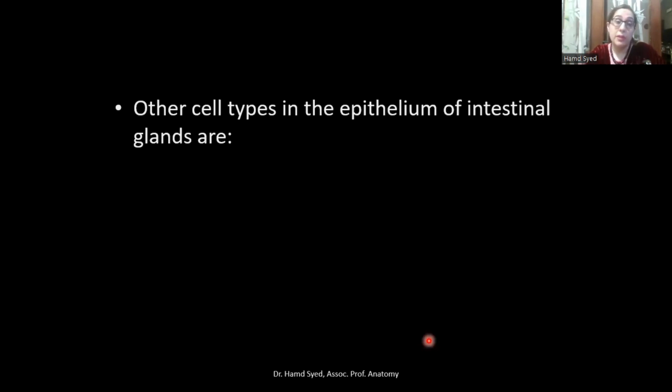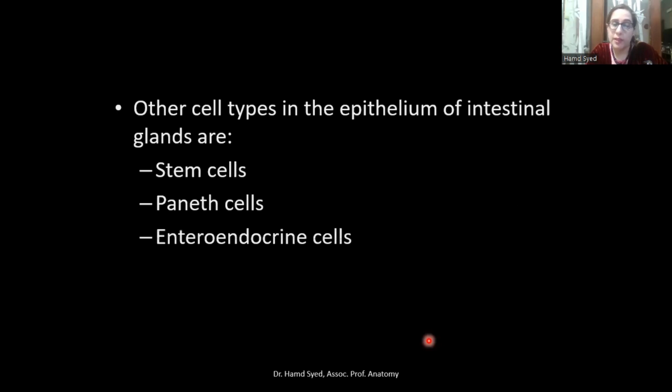Now, coming back to our basic histology, we talked about the enterocytes and the goblet cells, which were the cells present in the largest quantity or number within the lining epithelium. But remember, there are also certain other cell types within the epithelium of the intestinal glands. And these are stem cells, Paneth cells, enteroendocrine cells, and the microfold cells.